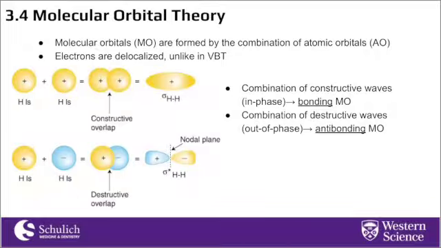So the second theory that we're going to be talking about is molecular orbital theory. Molecular orbitals, or MOs, are formed by the combination of atomic orbitals. And unlike in valence bond theory, which we just talked about, electrons in this are delocalized. In the first diagram, you can see that the combination of constructive waves, or in phase, creates a bonding MO. And in the second diagram, a combination of destructive waves, or out of phase, creates an anti-bonding MO.